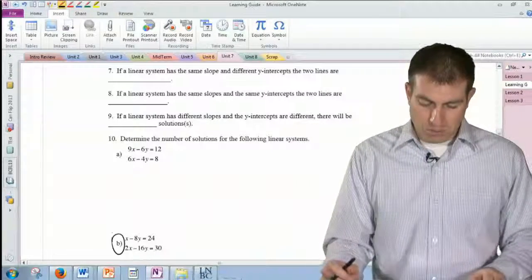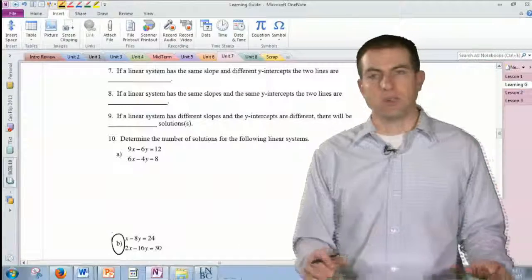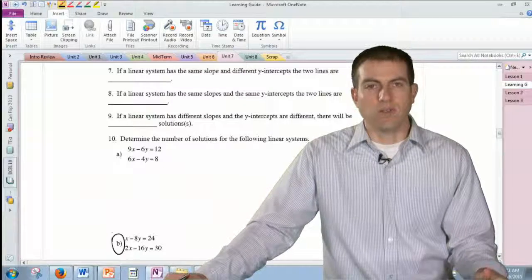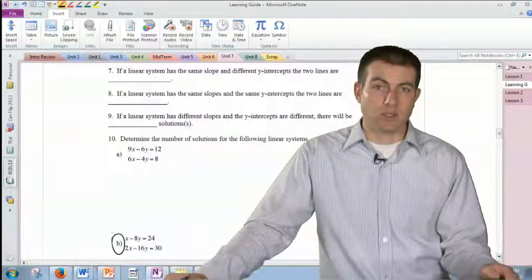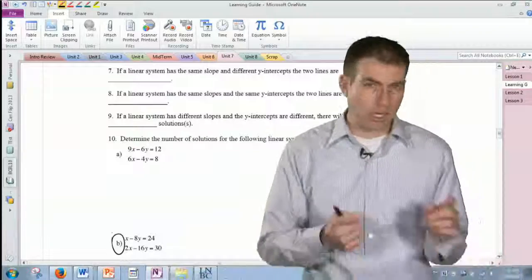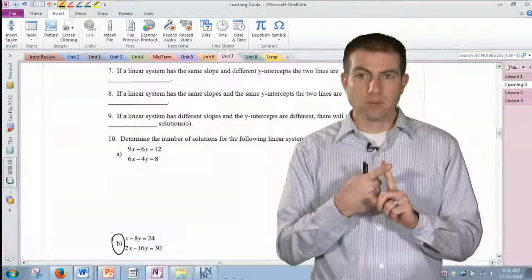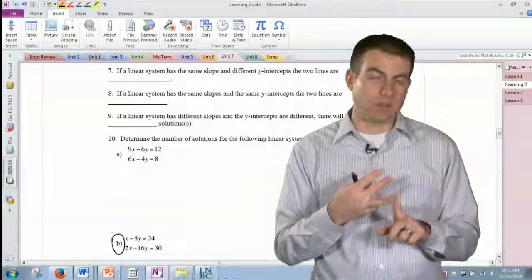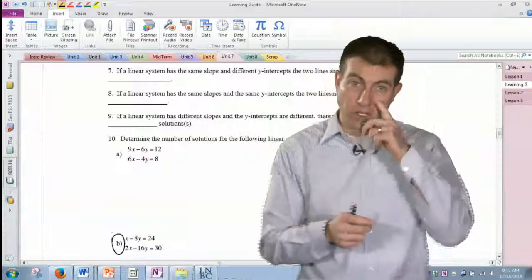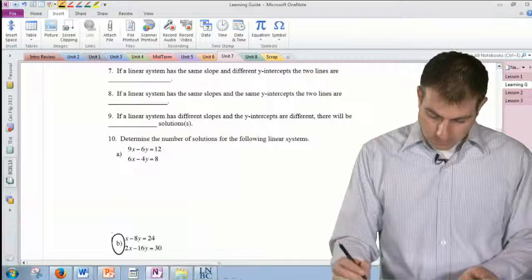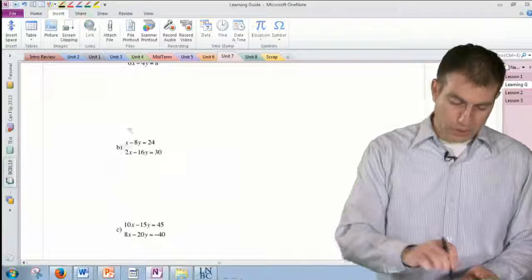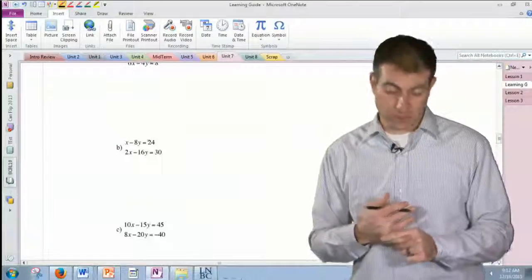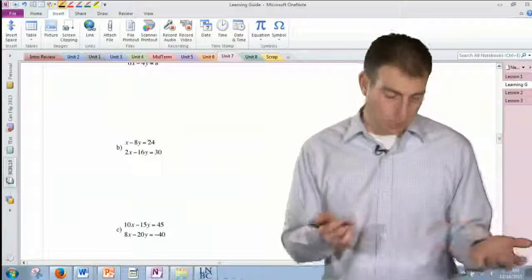So it says determine the number of solutions for the following linear system. So with a question like this, we're not actually solving the system. We don't need to find out what the solution is. It just says how many solutions are there. Remember, there's 3 scenarios. We can have one solution, we can have 0 solutions, and we can have infinite solutions. So those are the 3 scenarios we can run into. All right. If I look at the equations real quick, the easiest way to do this is to convert these into slope-intercept form and then compare the 2 lines. So I'm going to do that.